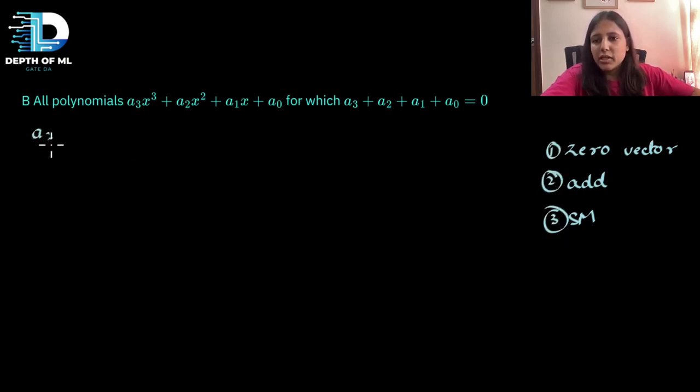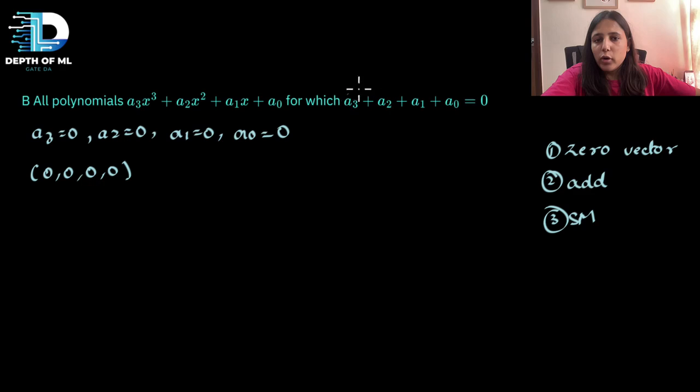I will take A3 equals 0, A2 equals 0, A1 equals 0 and A0 equals 0. That will give me 0, 0, 0, 0. And if I add all of them up, this will also satisfy this particular equation. So hence the zero vector is present in this particular set. So my first is done. Now I have to check for addition.